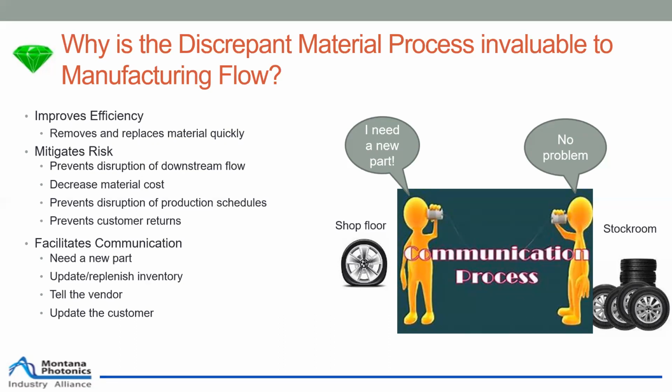The discrepant material process also mitigates risk. If you prevent the material from being accidentally incorporated into other products, which could cause additional problems, possibly bigger problems later in the assembly process. It reduces the risk to the cost of material and labor.